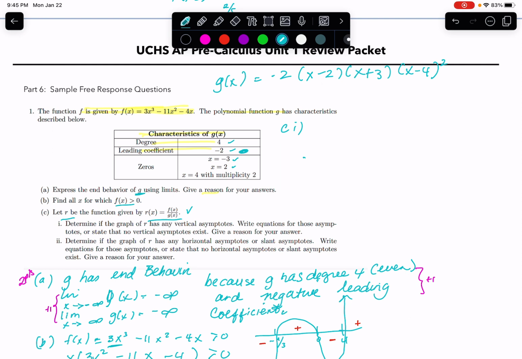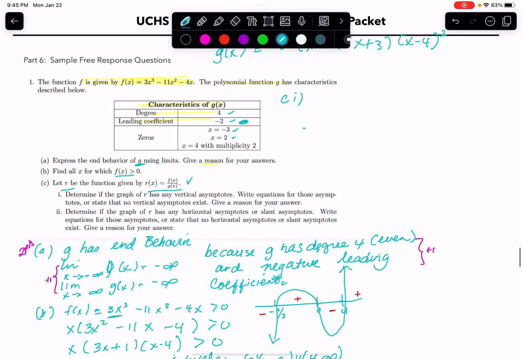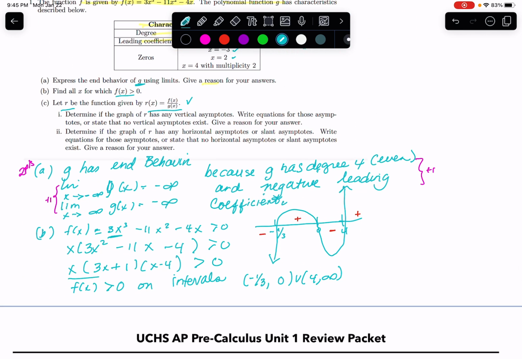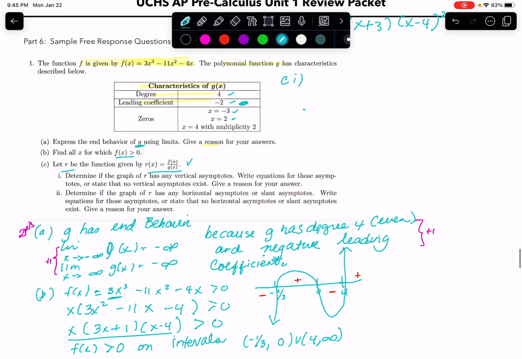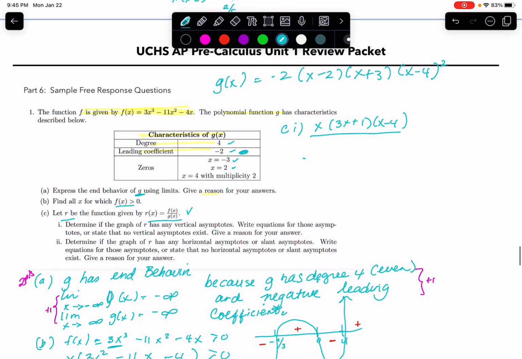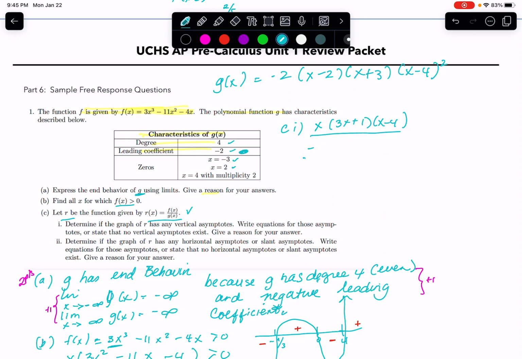All right, so that must be what g of x is. So if I have to write f of x over g of x, f of x was given to me, and I can go to my factored form. Here was my factored form: x times (3x plus 1) times (x minus 4) over what I decided g of x was, which would be negative 2 times (x minus 2) times (x plus 3) times (x minus 4) quantity squared. And that's equal to r of x. So we've now put what r of x equals.